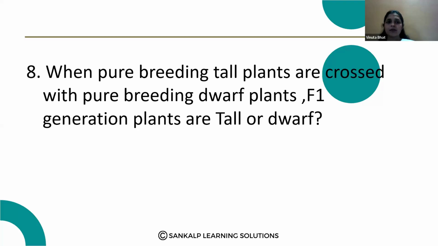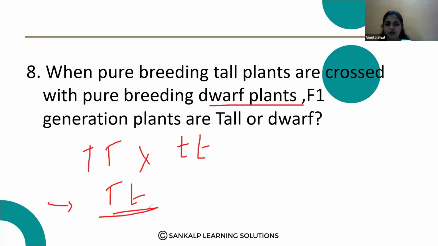Next question. When pure breeding tall plants are crossed with pure breeding dwarf plants, F1 generation plants are tall or dwarf? Here, the pure breeding dwarf plants are small t, and pure breeding tall plants are capital T, capital T. F1 generation plants will be capital T, small t. All plants have the capital T, small t combination, that is, all are tall plants.